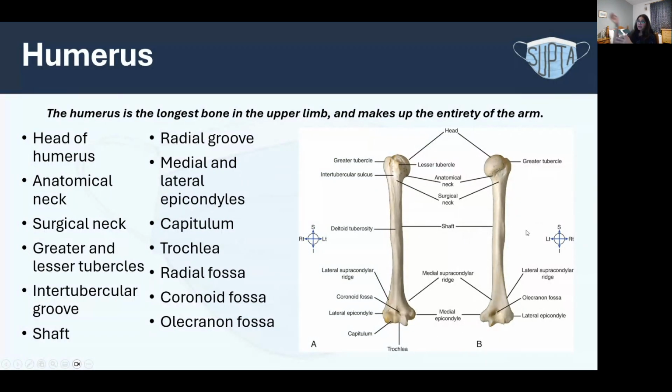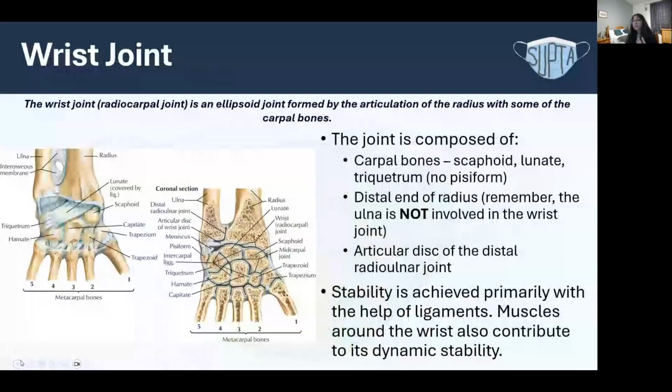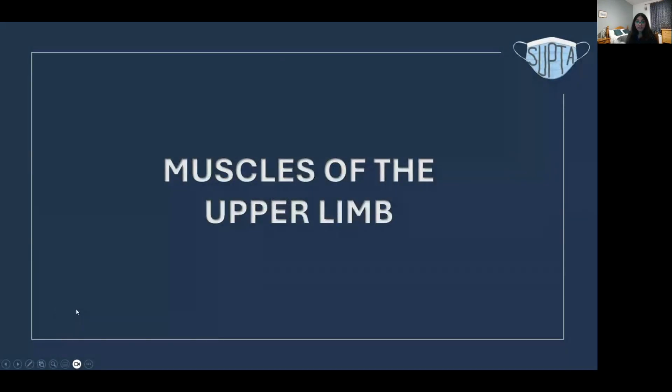In this case, the radial nerve is affected because the radial nerve innervates these muscles. Because these muscles aren't functioning well, your wrist essentially just drops like this. That's what we call a wrist drop. Now we're going to be moving on to the muscles, so I will explain to you the innervation of these muscles. Okay, thank you, Rishita. Let's carry on with the muscles of the upper limb.